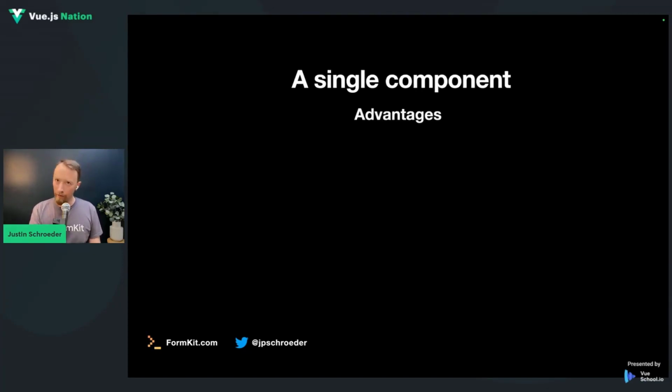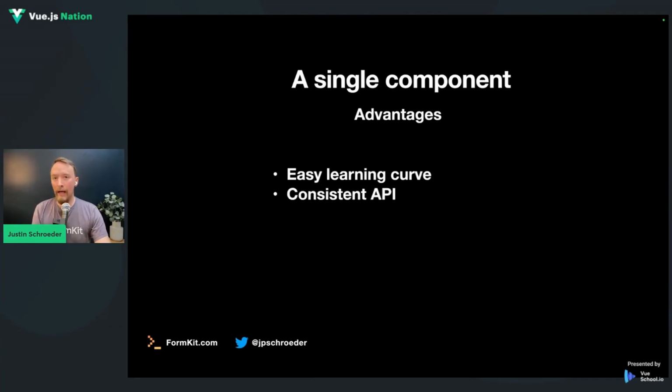So a single component. Some advantages: the learning curve is really easy. You don't need to go remember a whole bunch of different component types. This is something that sort of bugs me about a lot of the UI frameworks that are out there, is I have to remember, is that a combo box component, or is a combo text box, or is a combo autocomplete text tag list box? It's hard to remember. So in FormKit, you always know it's a FormKit input, and that leads to a consistent API. And this is super valuable on a larger team.